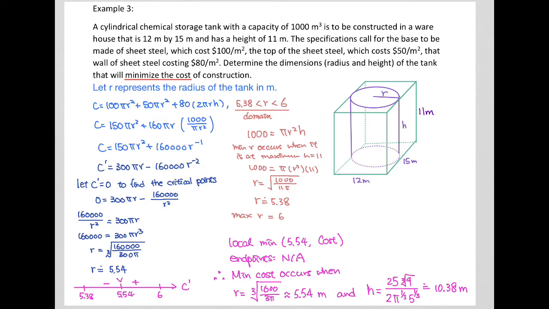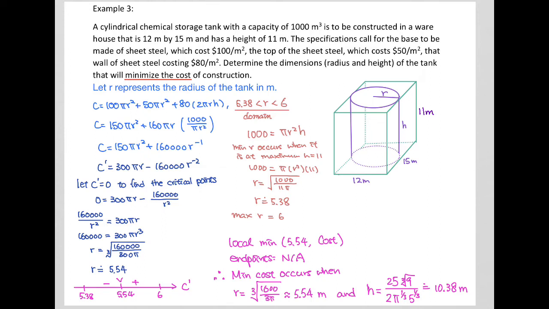So let's look at the diagram again. The maximum radius can have will be half of a 12 or half of 15. So we know it has to be half of 12 because it cannot be more than that. So the maximum radius will be 6. Now, the minimum radius, if there is no warehouse, will be 0.